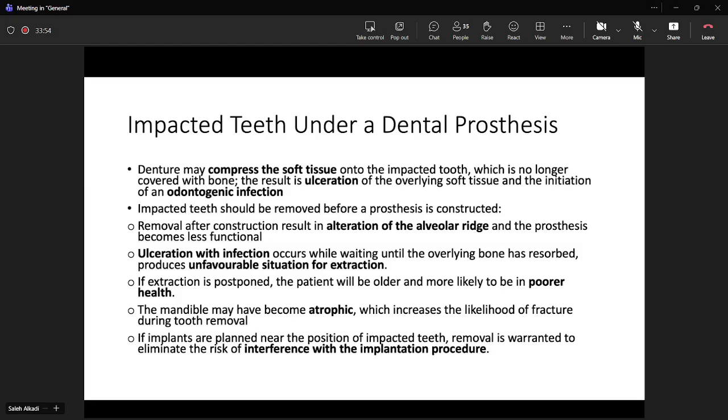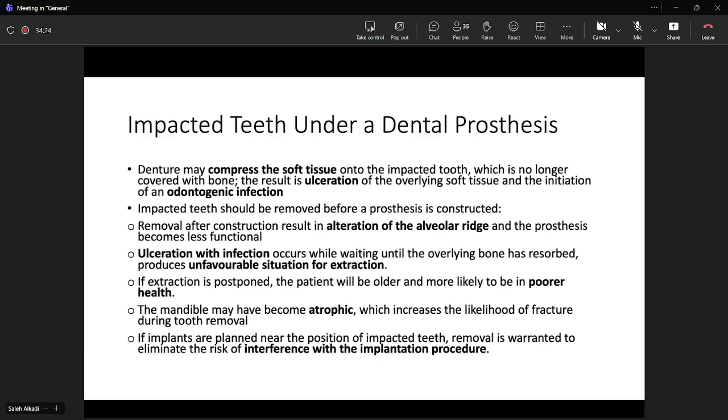Also, when the prosthesis starts compressing the soft tissues overlying the impacted tooth, it may cause ulceration with infection. And if you remove the tooth then, this will create, of course, an unfavorable situation for extraction. If you carry out the extraction, this will lead to delayed healing and increase the risk of wound infection at the extraction site after the procedure.